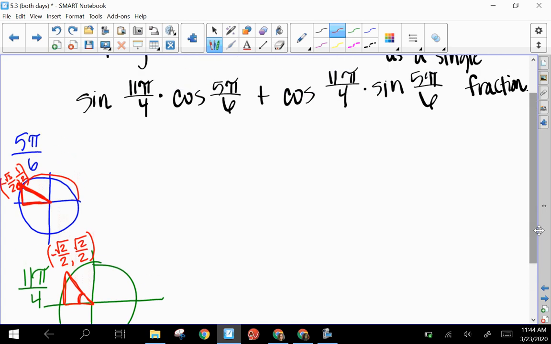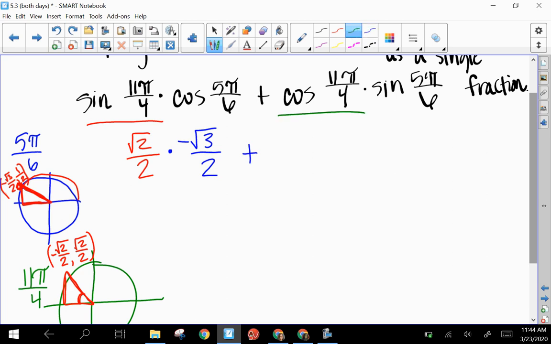Okay, so now I'm just going to plug these in. Sine of 11 pi over 4. I'm looking here. So that's my second picture that I have. The sine value would be the y value. That would be equivalent to root 2 over 2. Cosine of 5 pi over 6. I'm back to my blue sketch. Cosine would be the x value, so that would be multiplied by negative root 3 over 2.